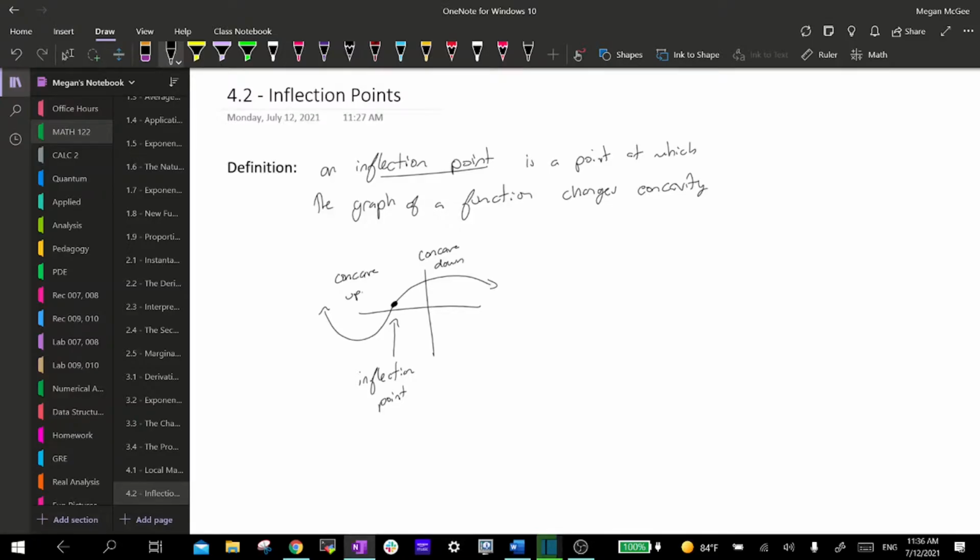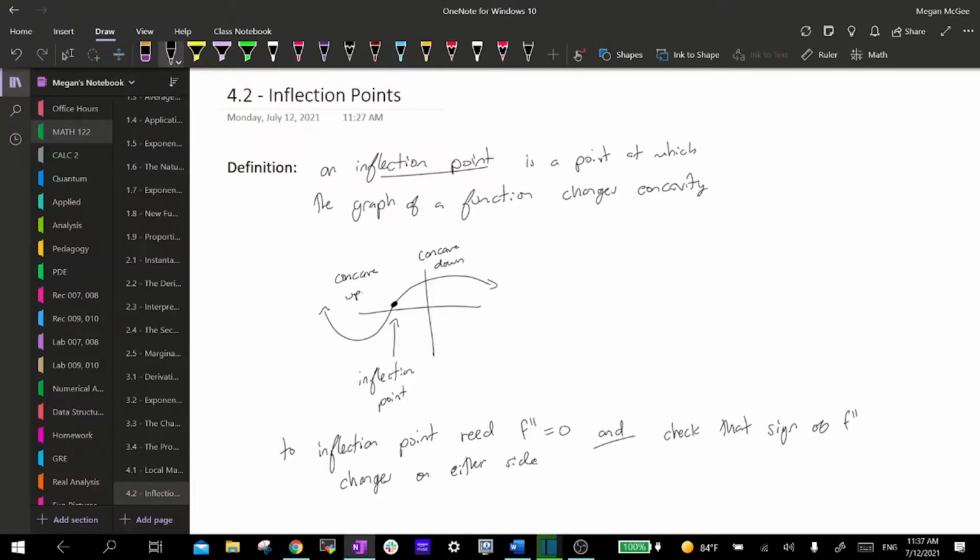Alright, so we can find inflection points by finding the point at which the second derivative is 0. So, to find an inflection point, we need the second derivative to be equal to 0, and we need to check the sign on either side. Check that the sign of the second derivative changes on either side.